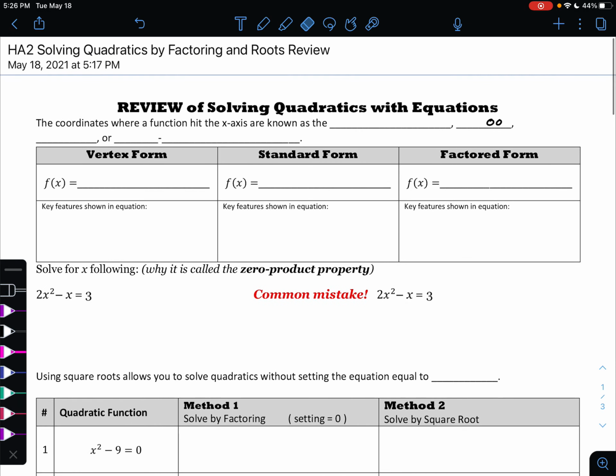So we are bringing everything together here, talking about the things that we have covered so far with solving. When we talk about the coordinates of a function, like where it hits the x-axis, we have a bunch of different ways to say this. One is, we call it the solution, like the answer. We call it the zeros. We call it the roots, or we call it the x-intercepts. So we have all these different terms for these spots here.